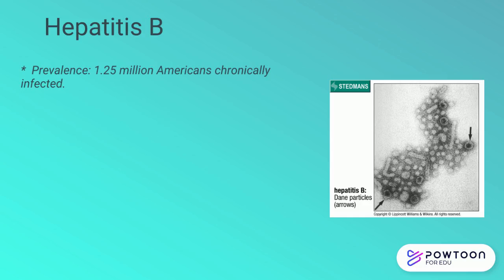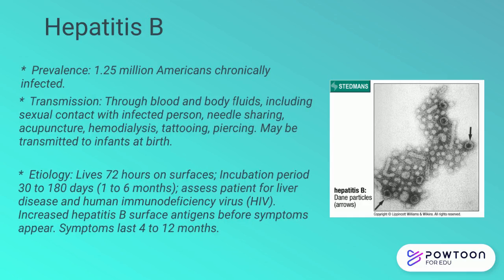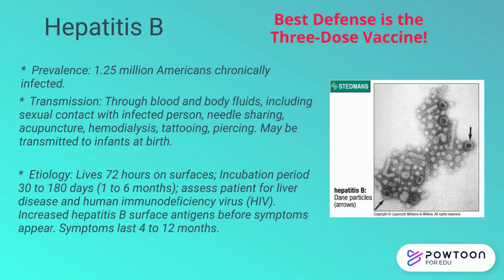Hepatitis B, while globally the most common form of hepatitis, is not the most common here in the United States. Mode of transmission is through blood and body fluids, including sexual contact and needle sharing. It can live on surfaces up to 72 hours, and the incubation period can be up to 6 months.